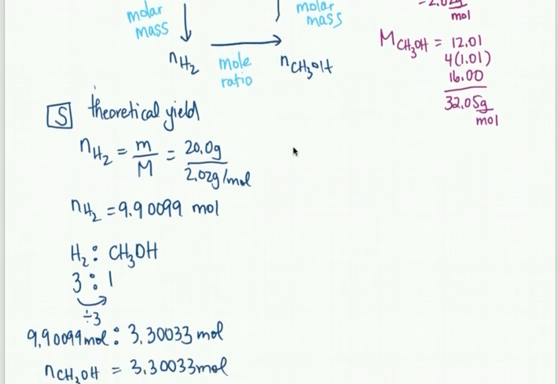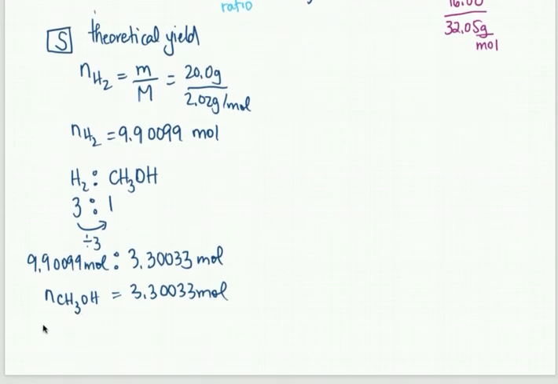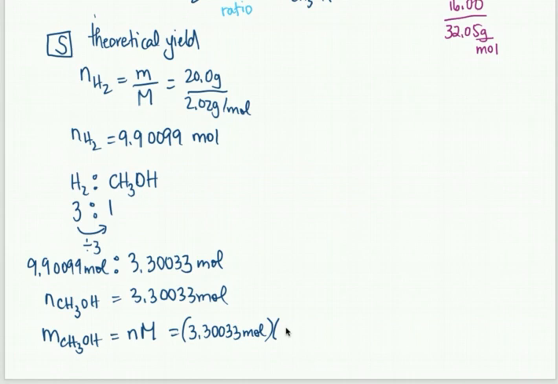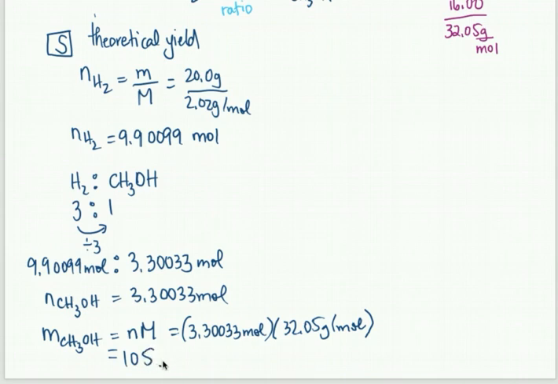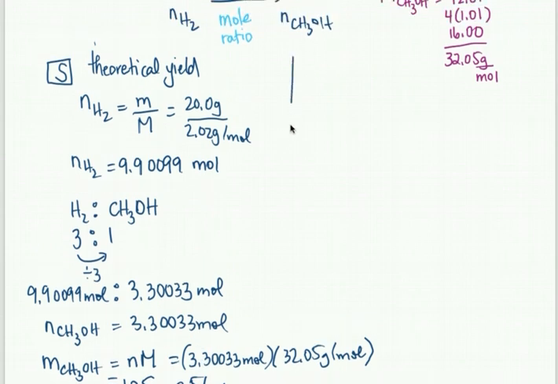Now the last step, let's get it to mass. We need to multiply by the molar mass. Okay, so amount times molar mass. And that is 32.05. So we end up with a mass of 105.7756 grams, okay? All right, not done yet though. We are finding the percent yield now.